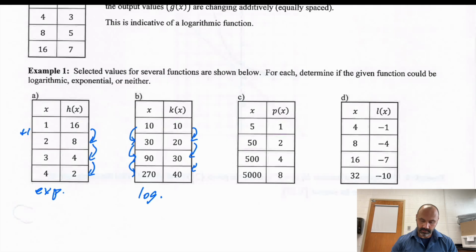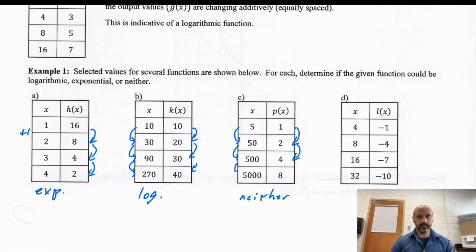C, what does it look like? It goes by 1 and then by 3. Really, it's multiplying. The outputs are changing multiplicatively, but so is the input as well. Times 10, times 10, times 10. And so this is neither, because for exponential and logarithmic, either the input or the output is multiplicative, and then the other one is additive. Here, they're both multiplicative, so it's neither one.